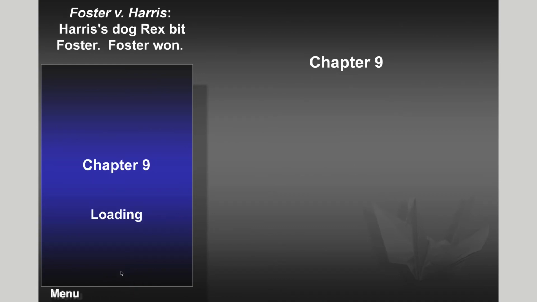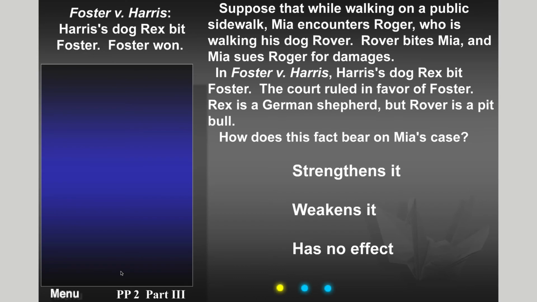Now we have the third final legal case. Harris's dog Rex bit Foster. Foster won. So now we have a case where the plaintiff won. Okay? So we have these same cases. Mia is the plaintiff, right? The dog who bites her is Rover. Rex is the dog involved here.